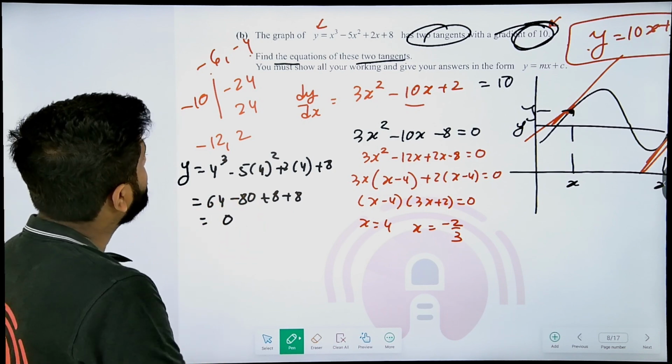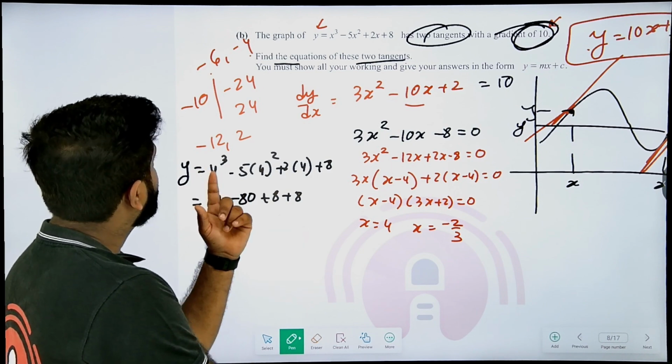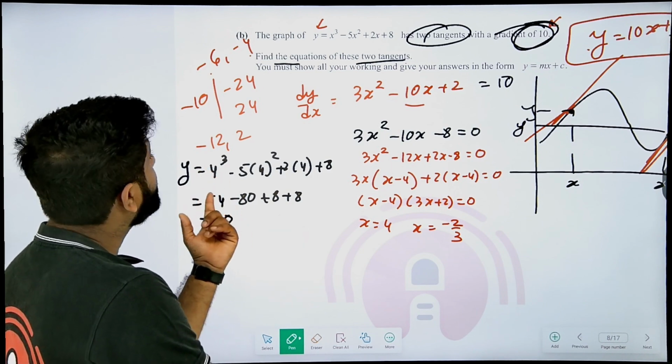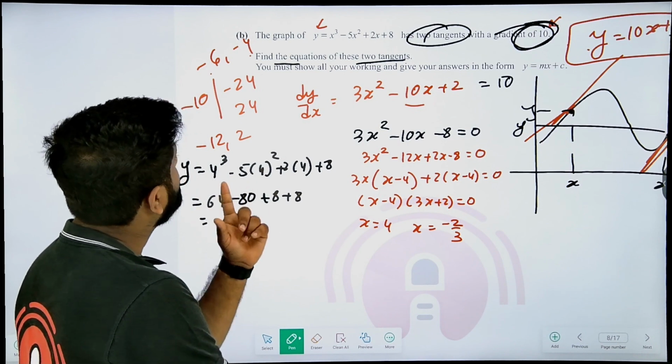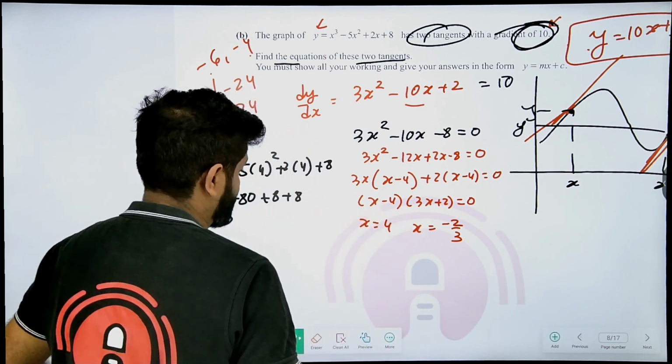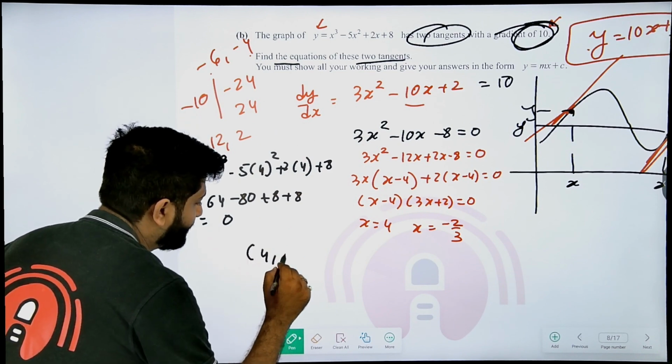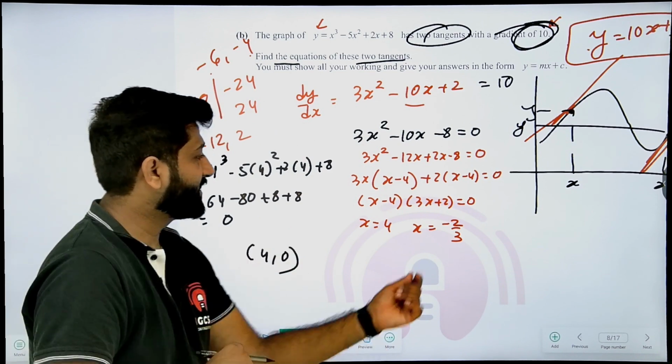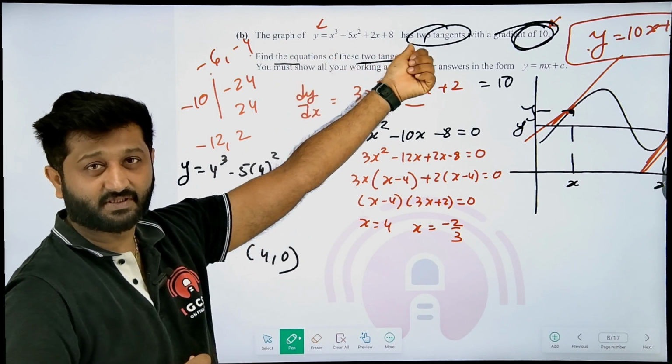So let me again check. 4 square is 16. 16 into 5 is 80. 4 2s are 8. 8 plus 8 is 16. 16 plus 64 is 80. 80 minus 80 is 0. Yes. So one coordinate is 4 comma 0. Now for the other value, I'll have to again substitute this.